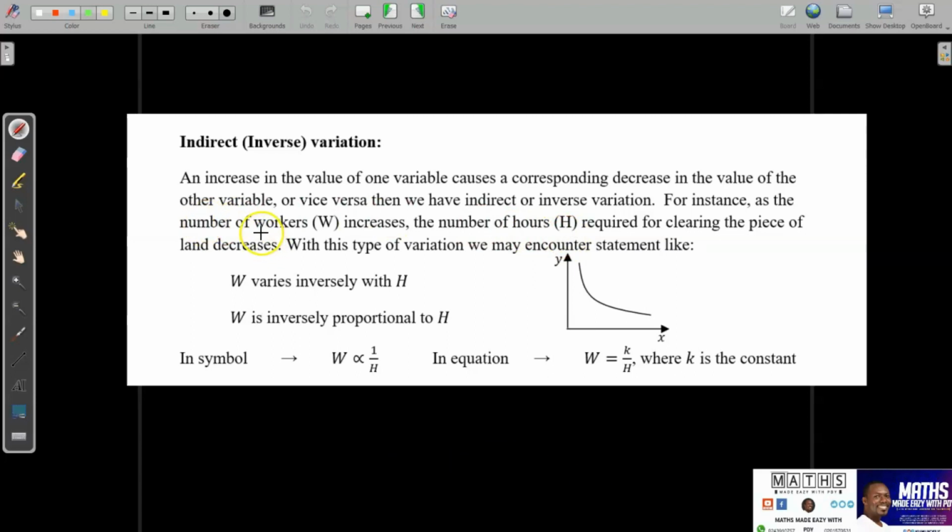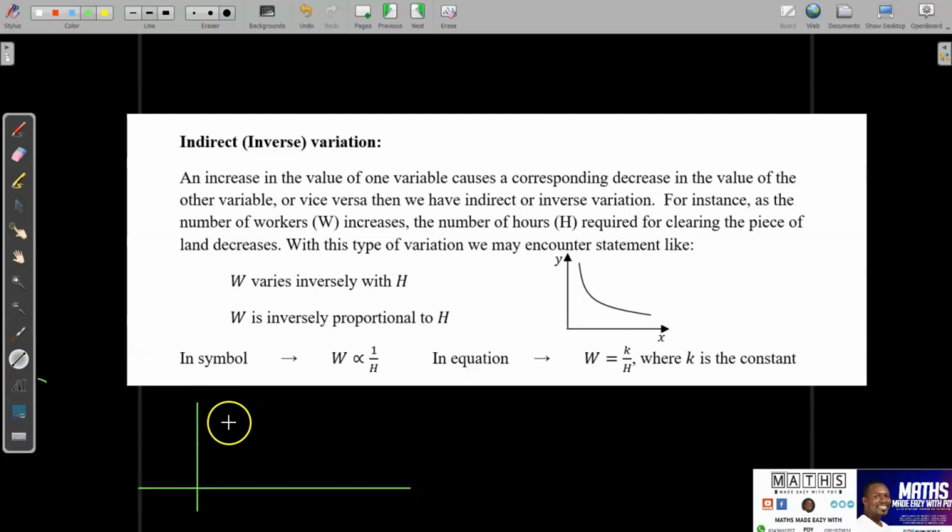So for inverse variation, this is the graphical representation. As x increases, y decreases. So it becomes a curve. Or you can also draw it as this.